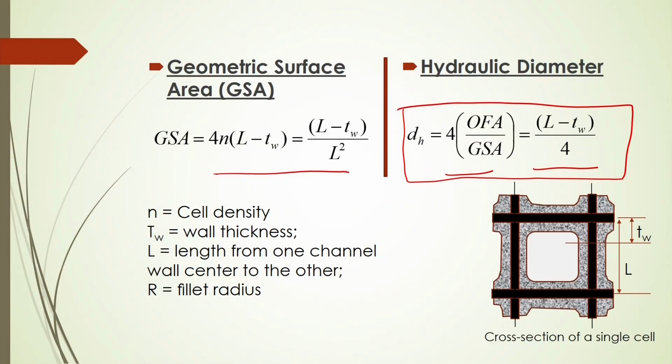So, geometric surface area can be calculated by this equation here, whereas the hydraulic diameter will be 4 into OFA by GSA, and it will be equal to L minus TW by 4 upon simplification. So, you have to remember how to calculate the hydraulic diameter for this monolithic reactor. Once you know L and TW, then you can easily calculate the hydraulic diameter.